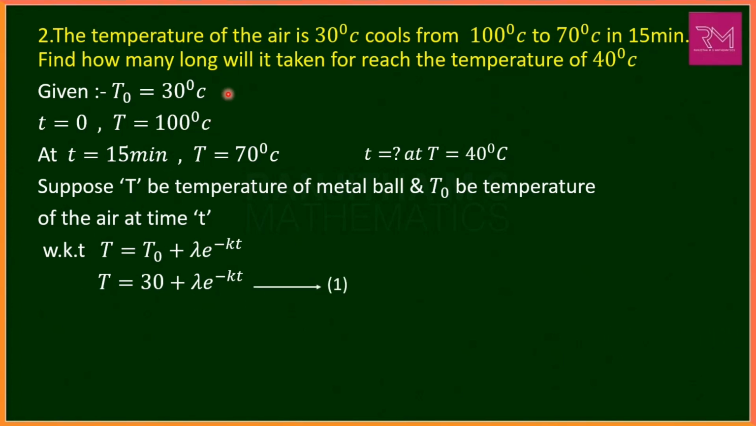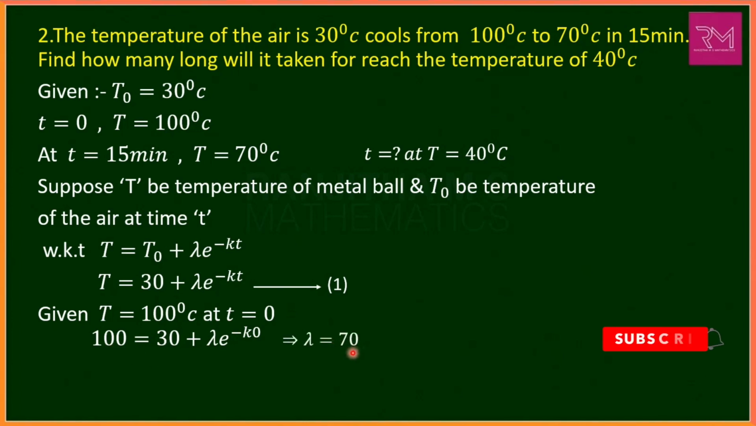Next we have to use the given data. At t equal to 0, we can substitute T value as 100 degrees Celsius. That is, initially at time t equal to 0, the temperature of the metal ball is 100 degrees Celsius. Substituting T as 100 and small t as 0, we get 100 is equal to 30 plus lambda as it is into exponential power minus k into t, where t value is 0. We know that 0 into anything is 0 itself, hence exponential power 0 is 1. Hence we get lambda into 1 which is equal to, take this 30 to the left hand side, that is 100 minus 30, we get a value of lambda as 70.